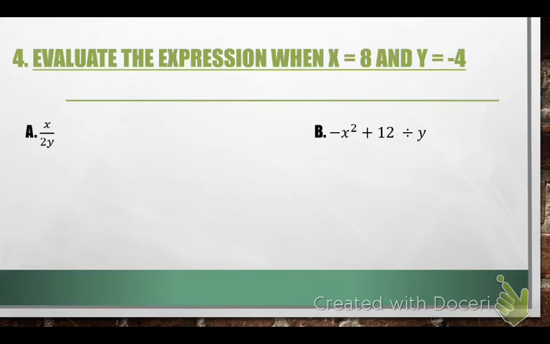Looking at the next one, it says evaluate the expression when x equals 8 and y equals negative 4. So we're just going to be plugging in the numbers here. Garrick, what should I plug in for the x? 8 divided by 2 times, what should I plug in for the y? Negative 4, good job. There's no work that I need to do on the top, but on the bottom, Garrick, what is 2 times negative 4? Very good, negative 8.